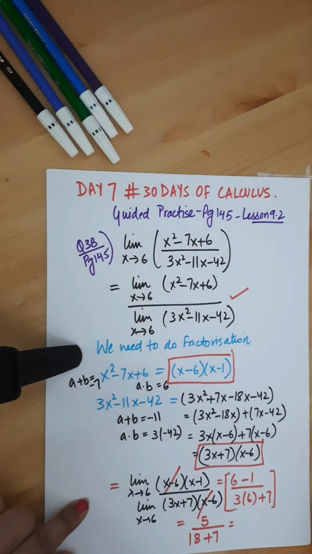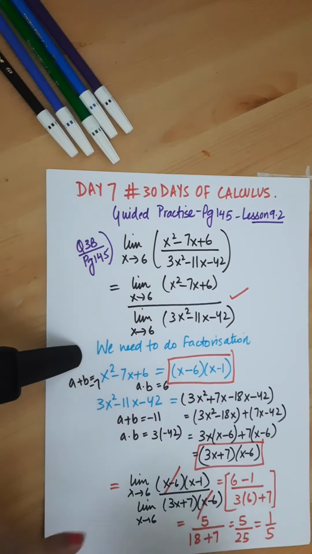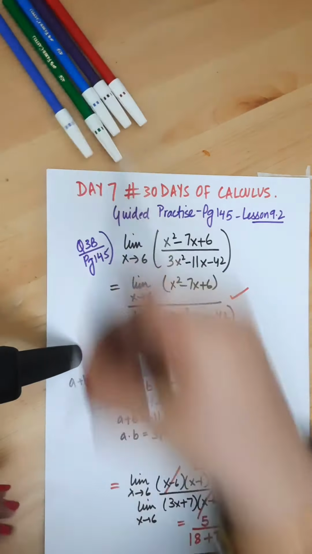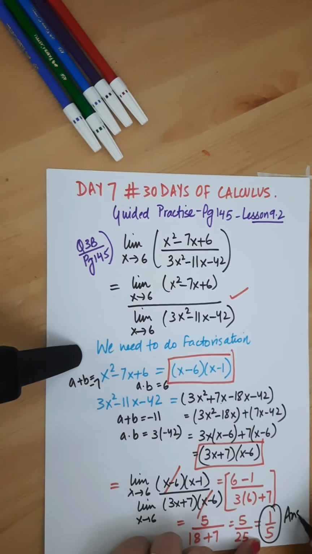25. Now we need to write it as the simplest fraction. So when I divide 5 by 25 in simplest fraction, it would give us 1 divided by 5, which is going to be the final limit answer. So this is how you solve a question by factorization and get your answer.